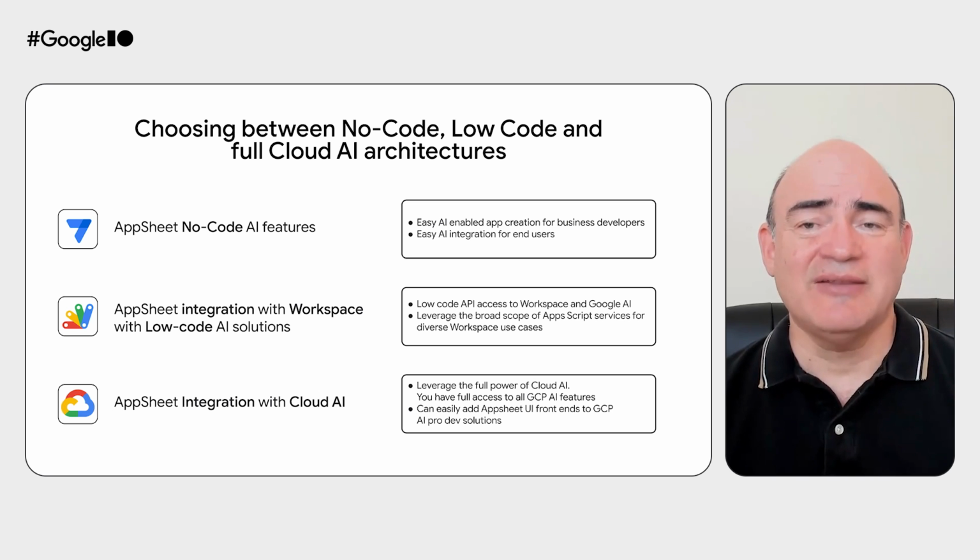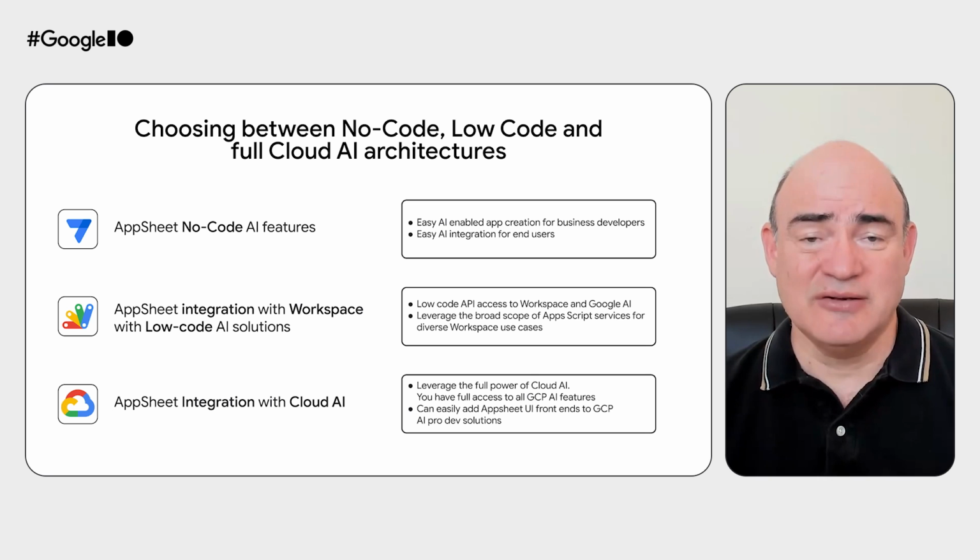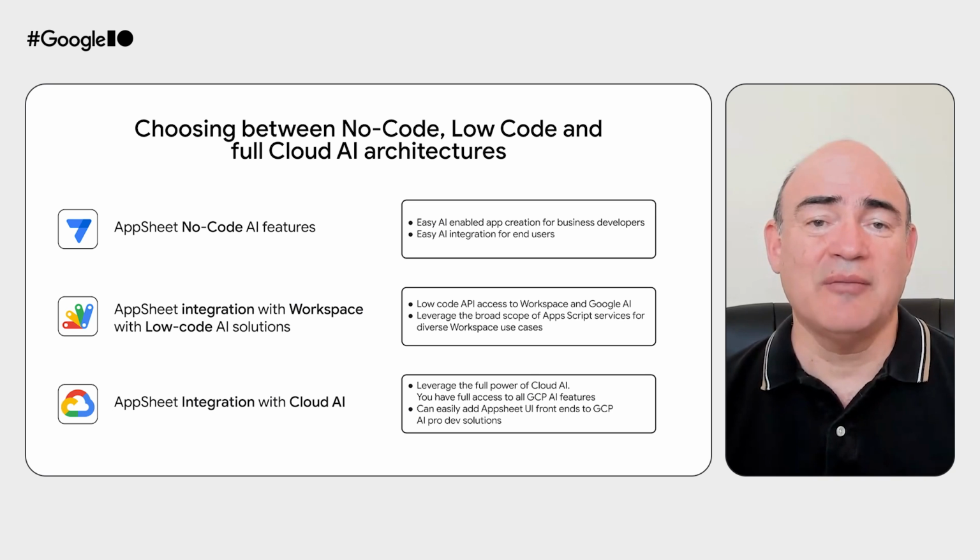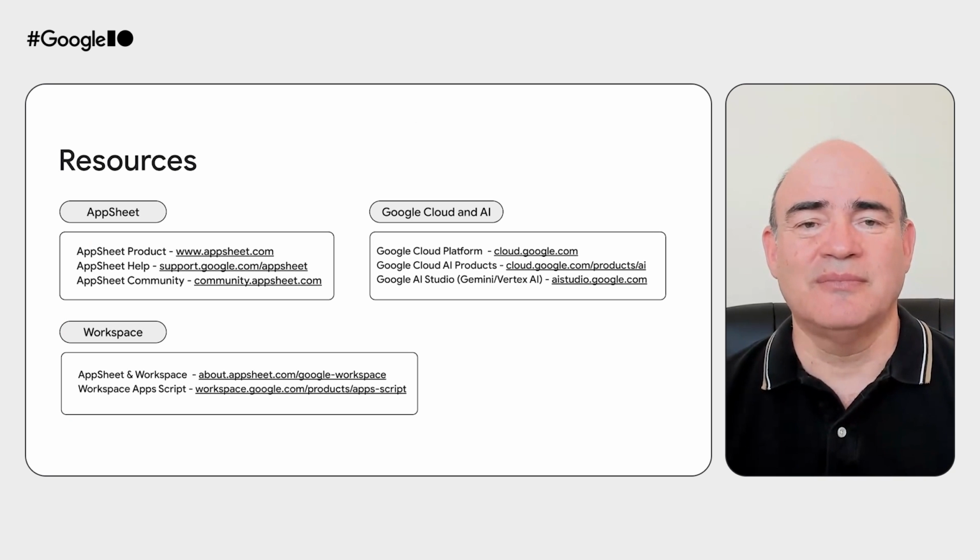For AppSheet AI solutions that are integrated with Cloud AI, you get to leverage the full power of Cloud GCP AI, as you'll have access to all the AI features. Similar to before, you can still easily add AppSheet UI front ends to Cloud AI Pro Dev solutions. You can find further resources for building AI solutions with AppSheet and Google Cloud in the description below.